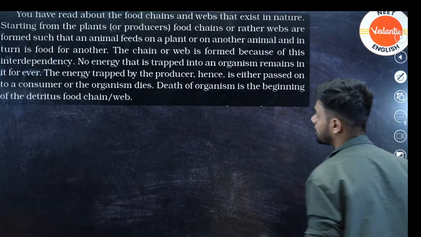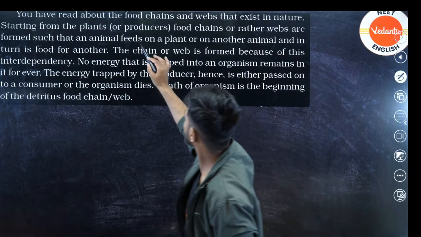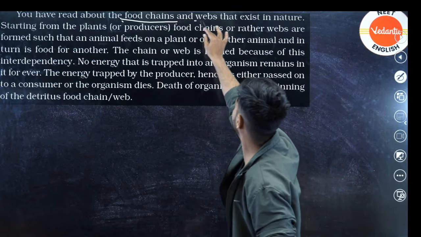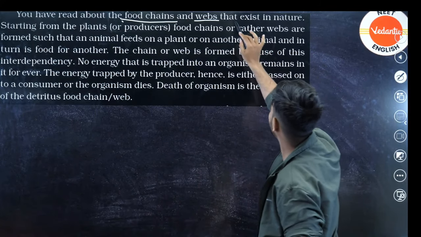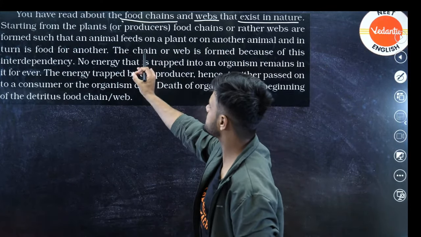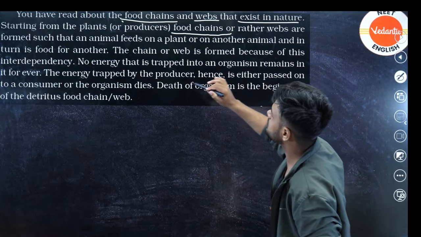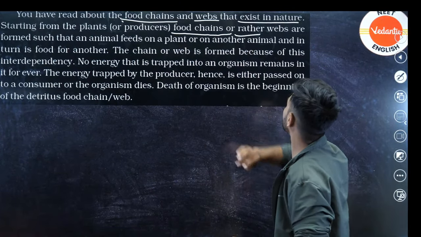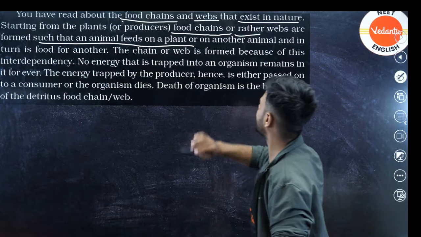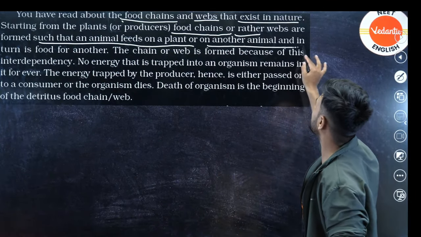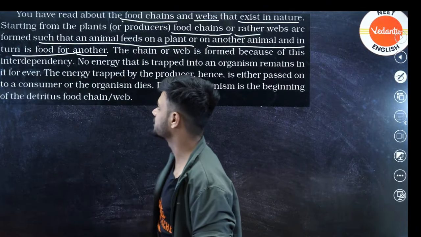Now, you have heard of the food chain and food web. All of you have heard what a food chain is and what a food web is that exists in nature, starting from plants, that are your producers. Food chains or food webs are formed such that an animal feeds on the plants or on other animals, and in turn is food for another.